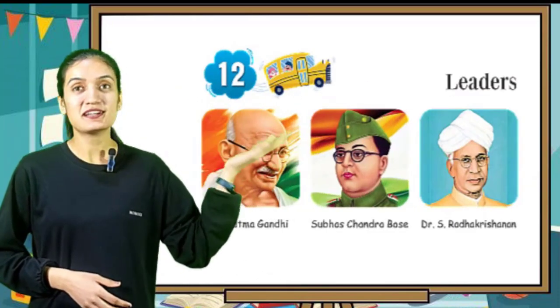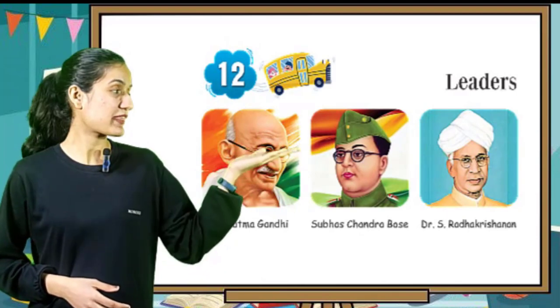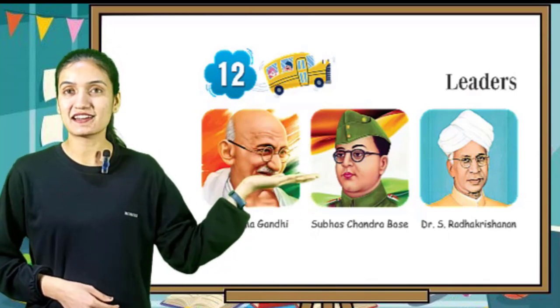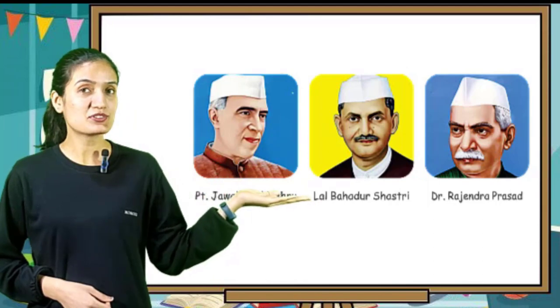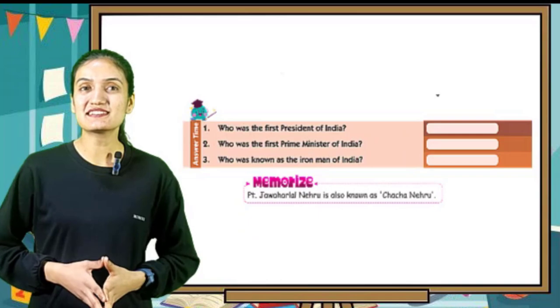Chapter number 12, leaders. Here are some leaders of our country. Mahatma Gandhi, Subhash Chandra Bose, Dr. S. Radhakrishnan, Pandit Jawaharlal Nehru, Lal Bahadur Shastri, Dr. Rajendra Prasad. Answer the following questions.